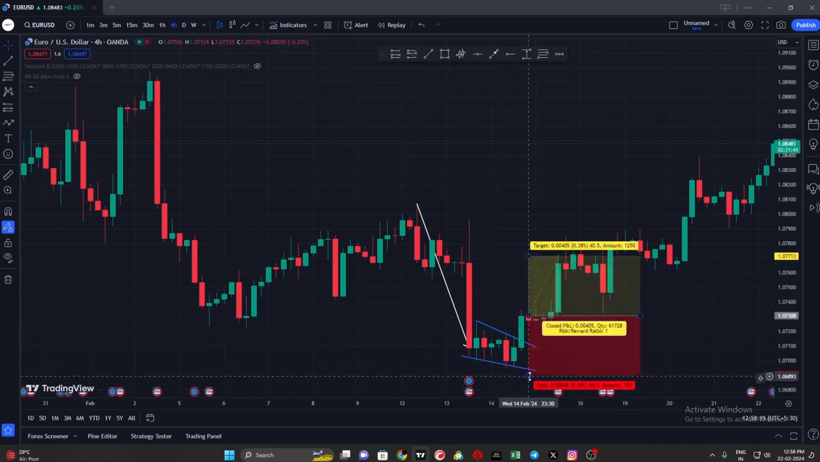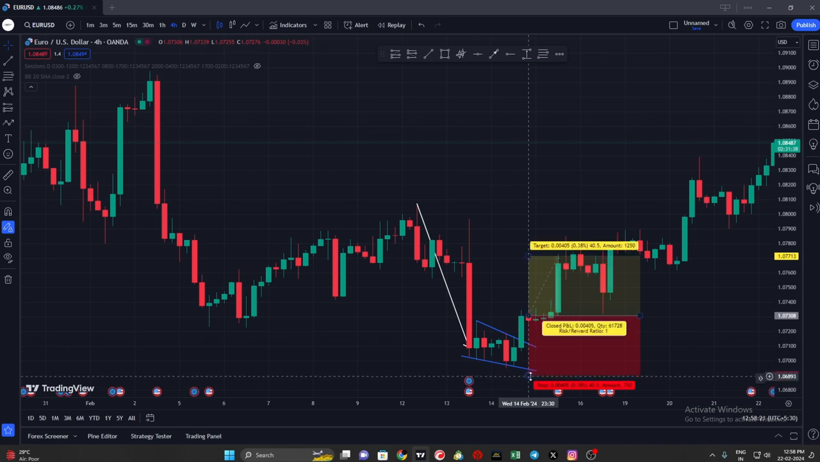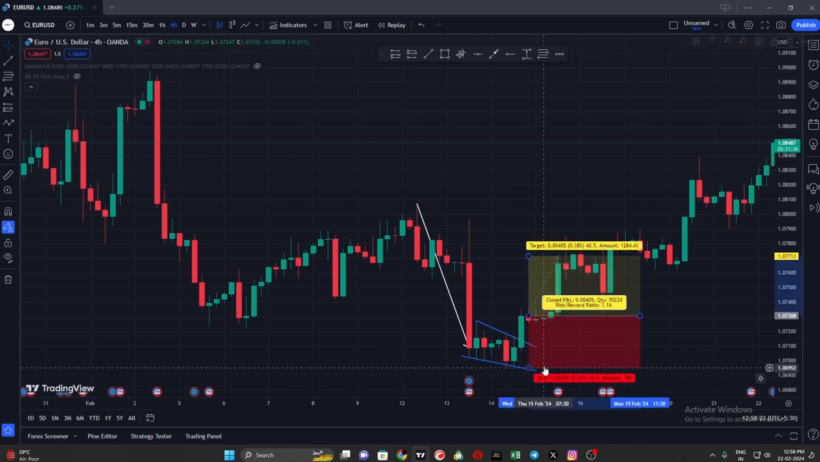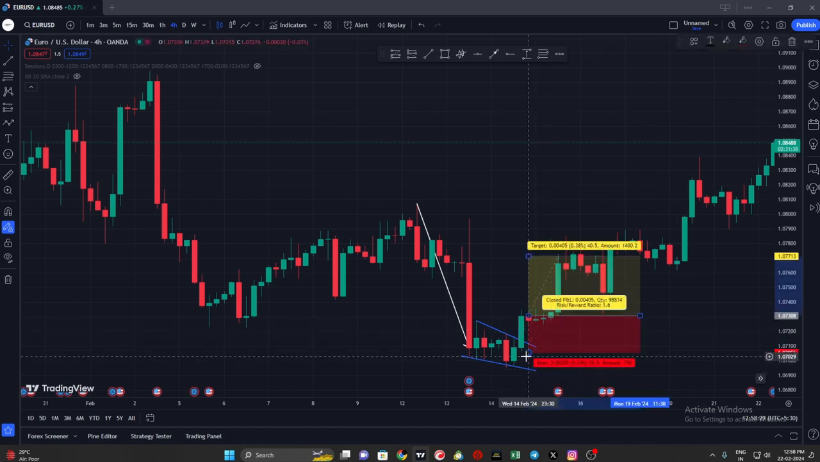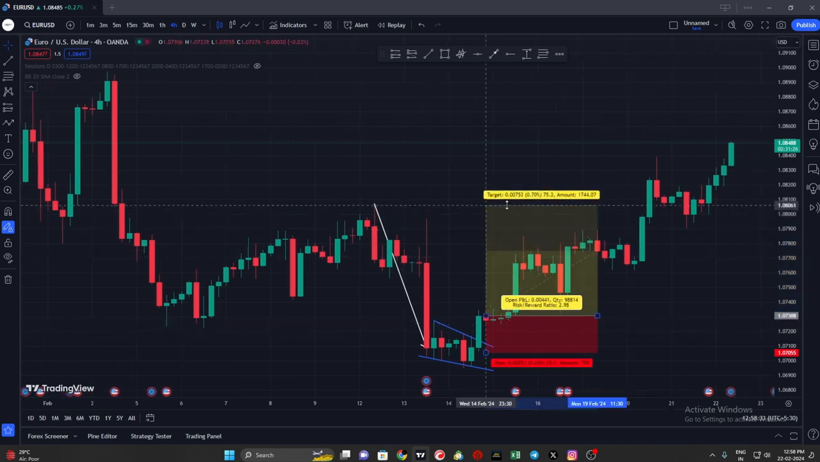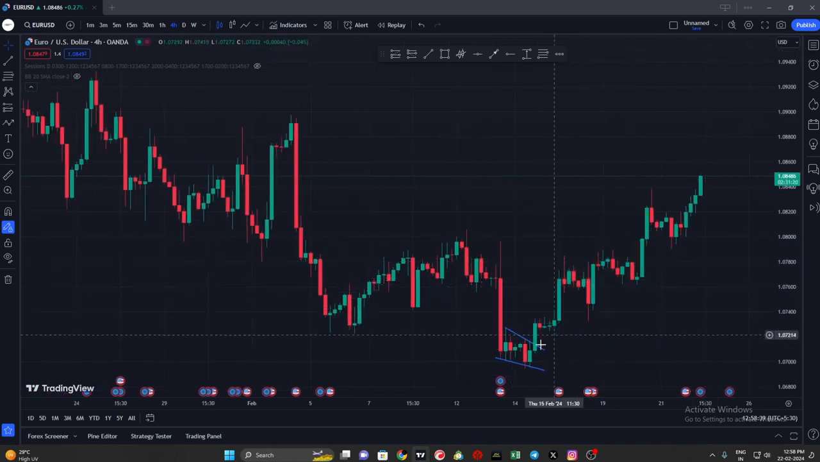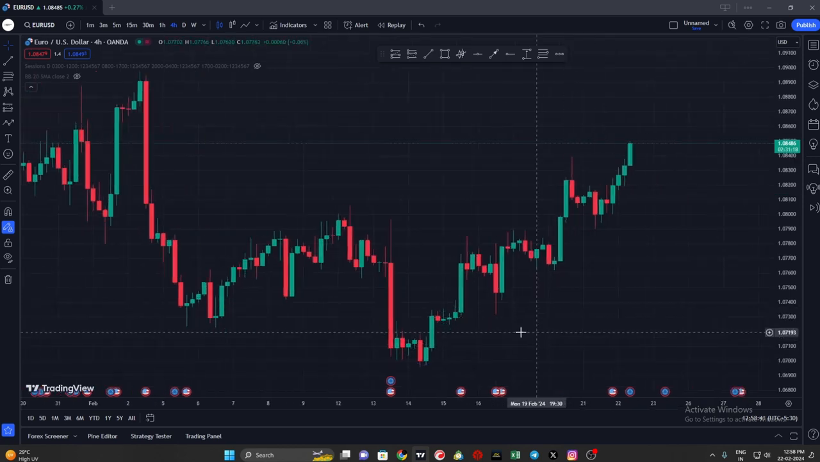And our SL in this kind of scenario, when you are doing swing trading, you should not place your SL at the low, because then the SL will be very big. So where you should put your SL, you should put your SL at the candle's low. And your target will be the same, which is the high, and you got a good trade here.